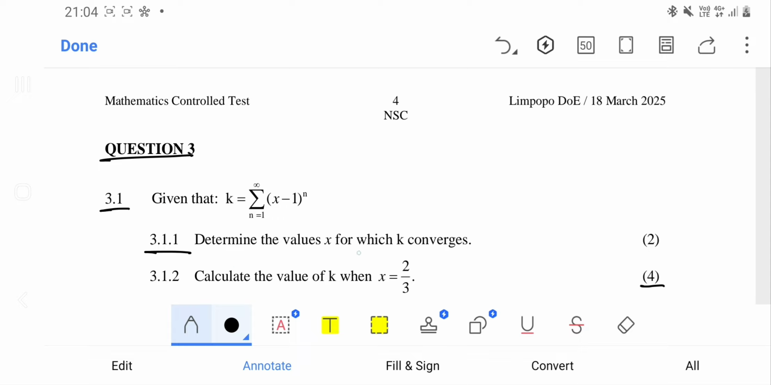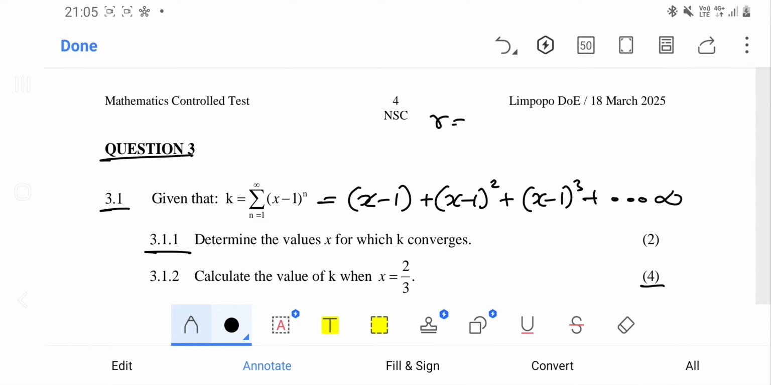So since it's the sum to infinity, first we know that we are going to get the terms as (x minus 1) to the power of 1 plus (x minus 1) to the power of 2 plus (x minus 1) to the power of 3 plus up to infinity, right? So if we are looking for the common ratio, we take term number 2, which is (x minus 1) to the power of 2, divided by x minus 1, and then we get x minus 1. So we know that the series will converge where the common ratio is between -1 and +1.